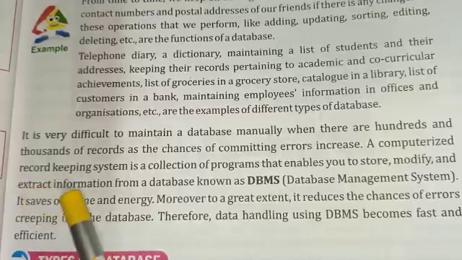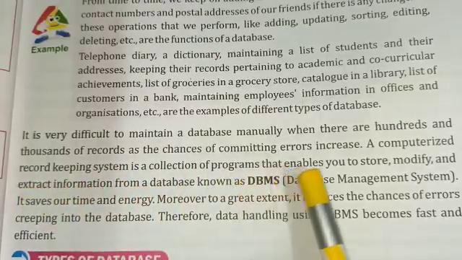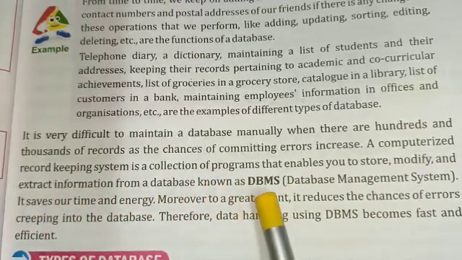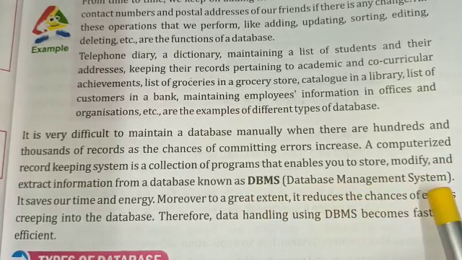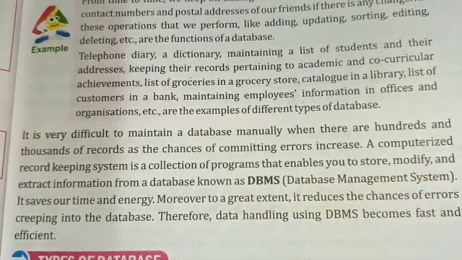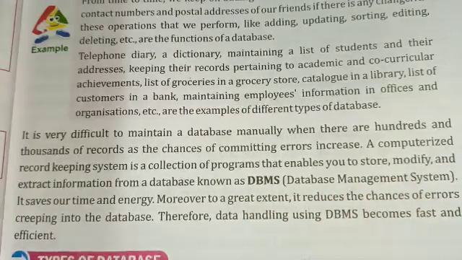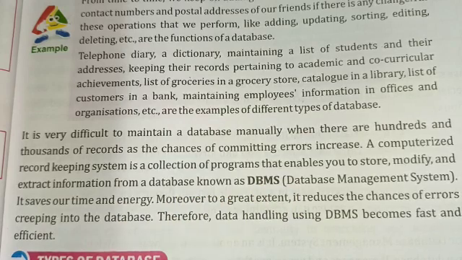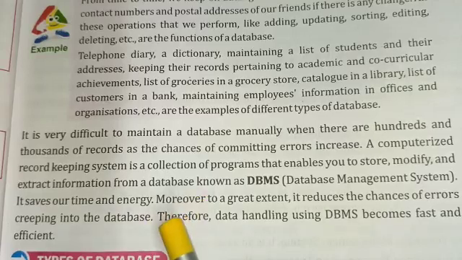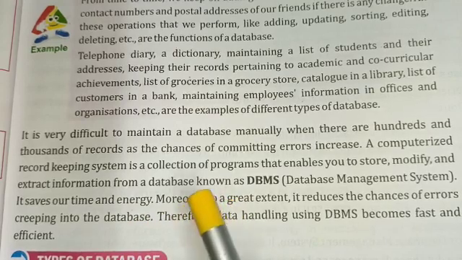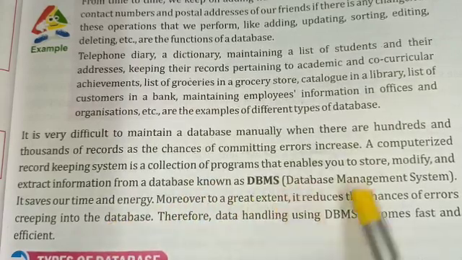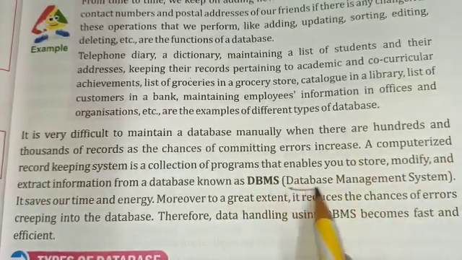A computerized record keeping system is a collection of computers that enables you to store, modify, and extract information from a database, known as DBMS, Database Management System. It is a collection of programs in a computer system that enables us to store, modify and extract information easily. The full form of DBMS is Database Management System.